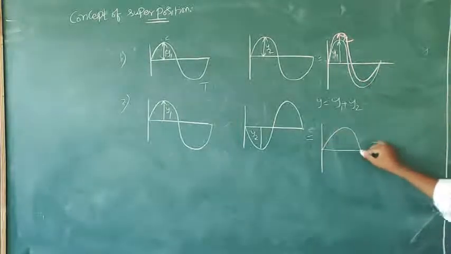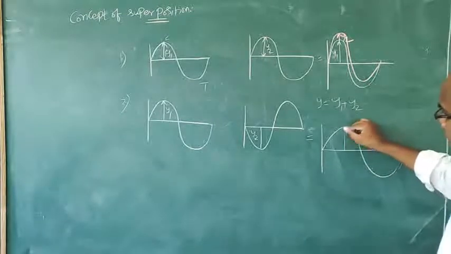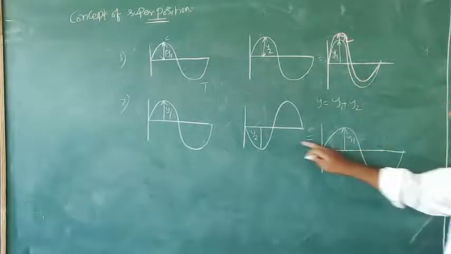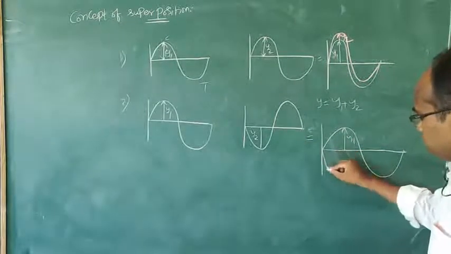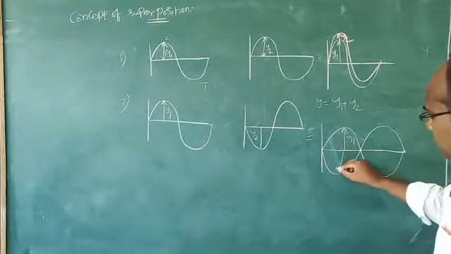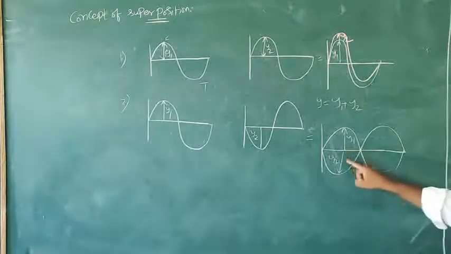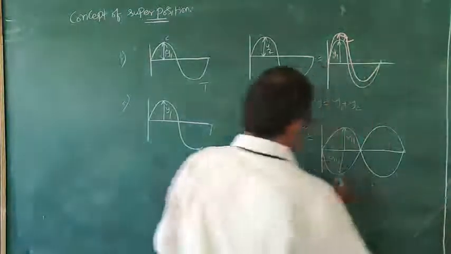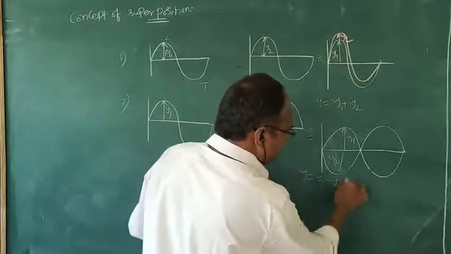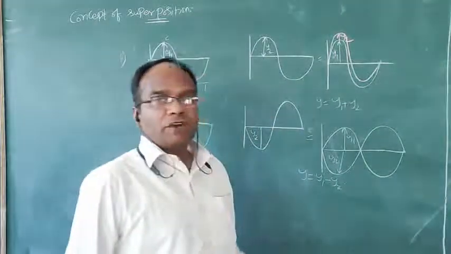So this is a wave named as y1. This one, like this, is a wave y2. This is the crest, this is the trough. So therefore what should I write? y is equal to positive minus negative. y is equal to y1 minus y2.